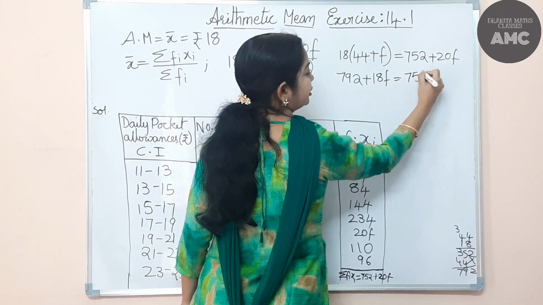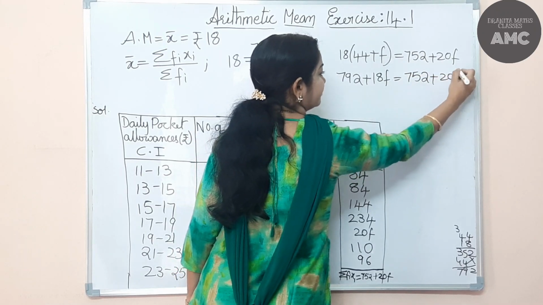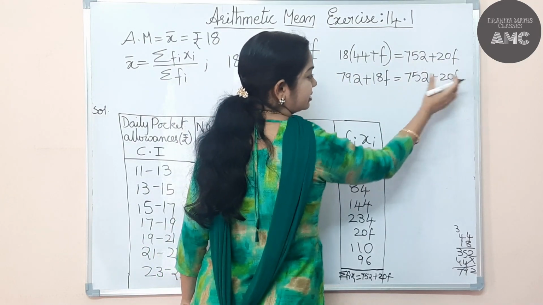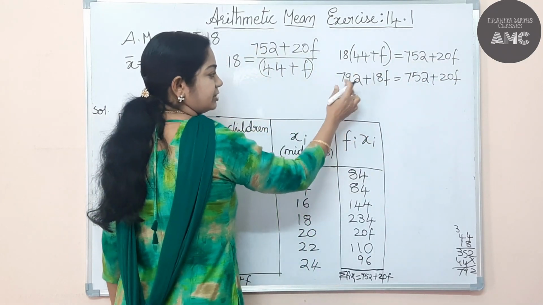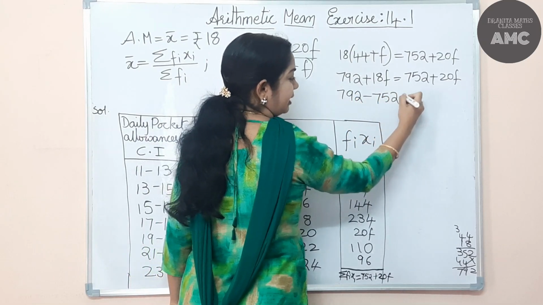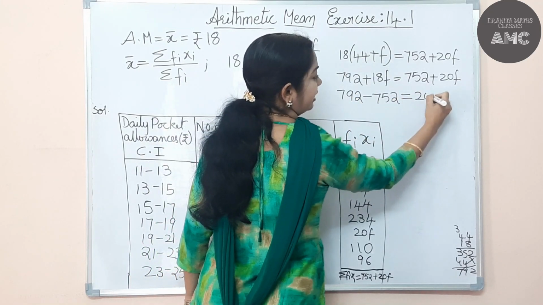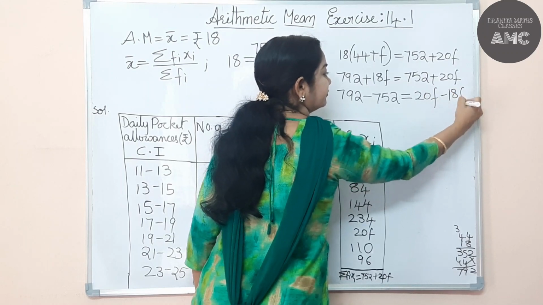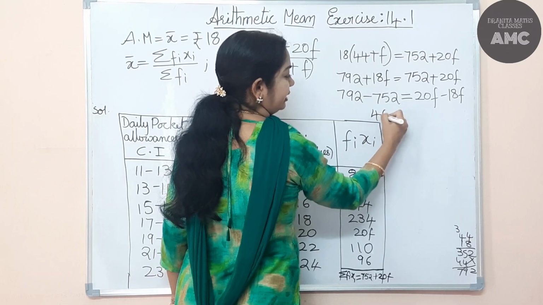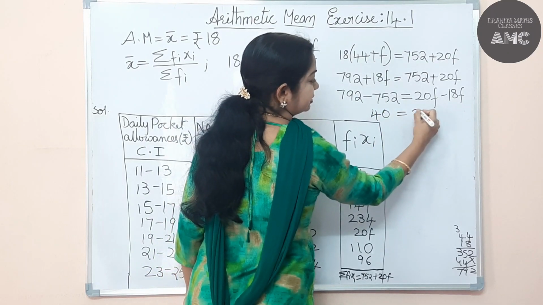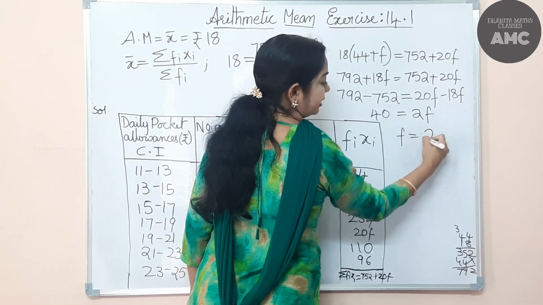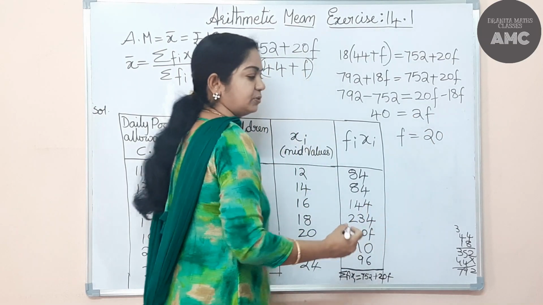And 752 plus 20F. So bring this F, shift this F value to the other side and the constant to this side. 792 minus 752. If it comes here, minus. Okay. That is 20F minus 18F. Right. Now here simply it is 40 equal to here it is 2F. Now we will get F is equal to 20. 40 by 2 is 20.